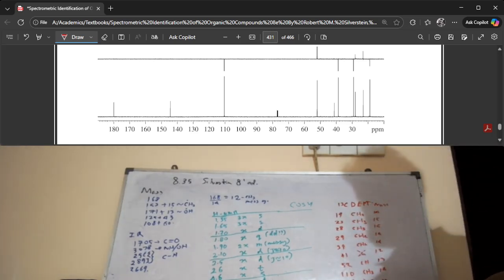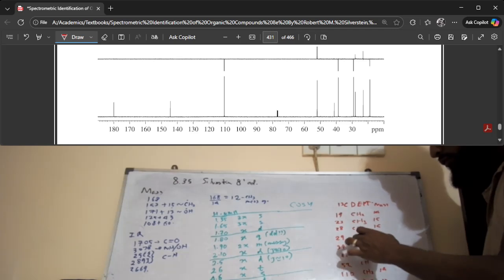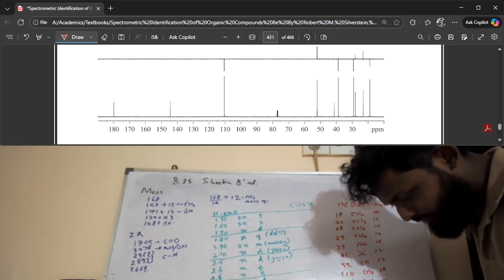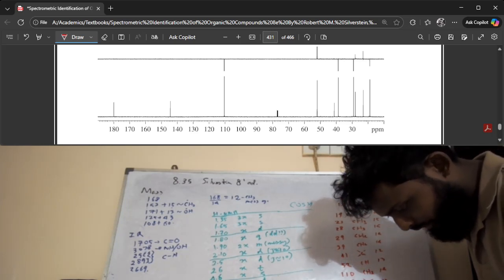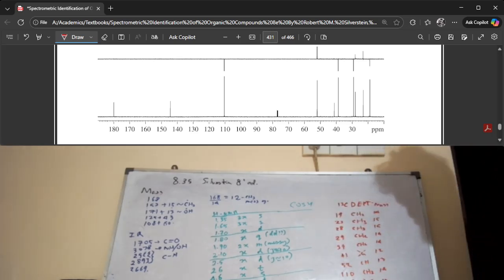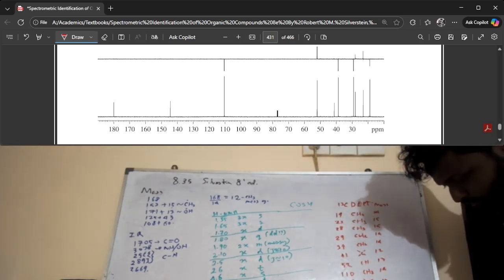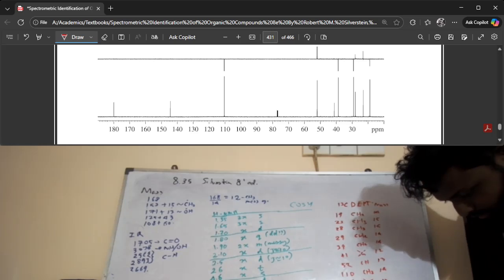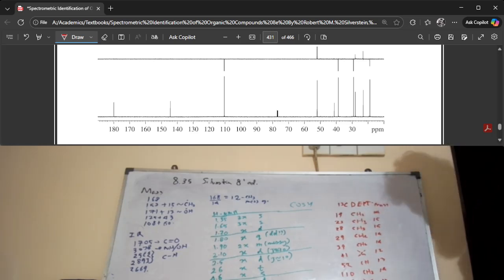It's the molecular formula. You have 1, 2, 3, 4, 5, 6, 7, 8, 9, 10. You have C10, H16O2. So if you do the calculation for this, which is 12 into 10 plus 16 plus 2 into 16, that gives us 168.